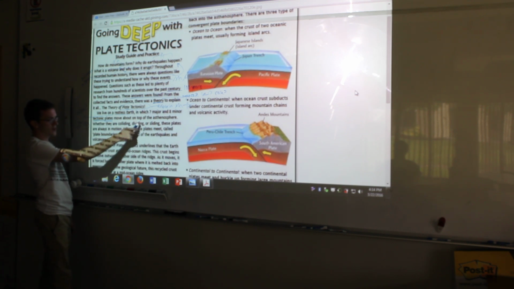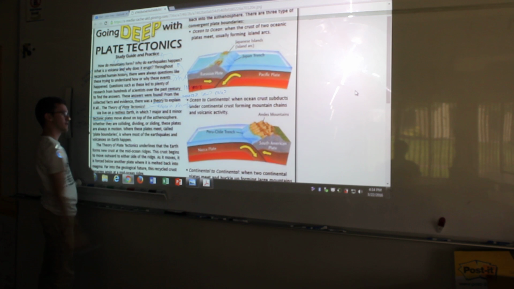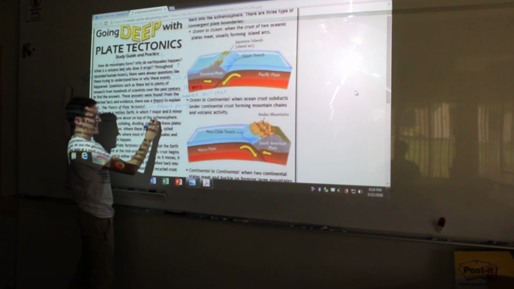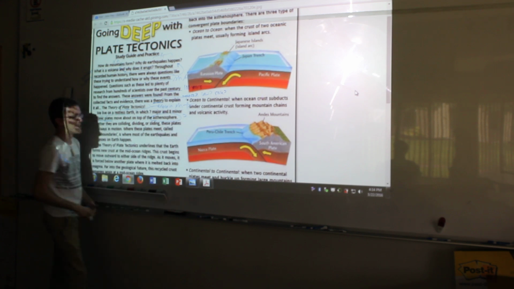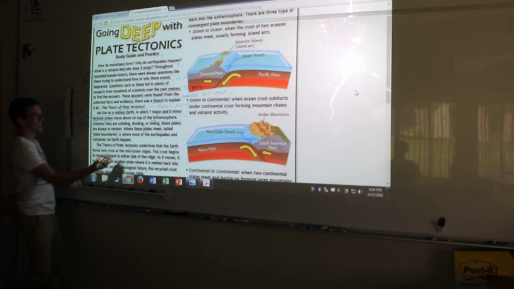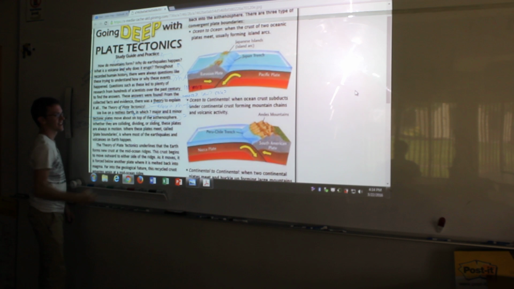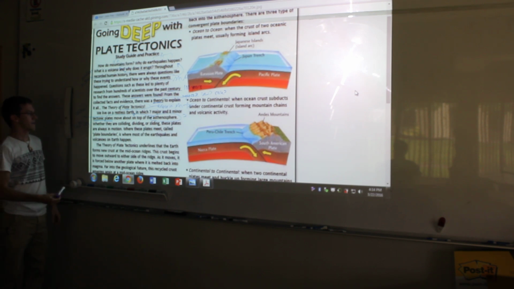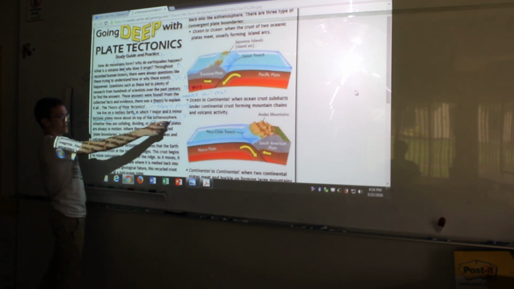"Tectonic plates move about on top of the asthenosphere." I have no idea what this is. This is a question word. But I know that's in the Earth, and that the plates are on top of it. So it has to be in the Earth. Okay. Okay. On top of the asthenosphere.